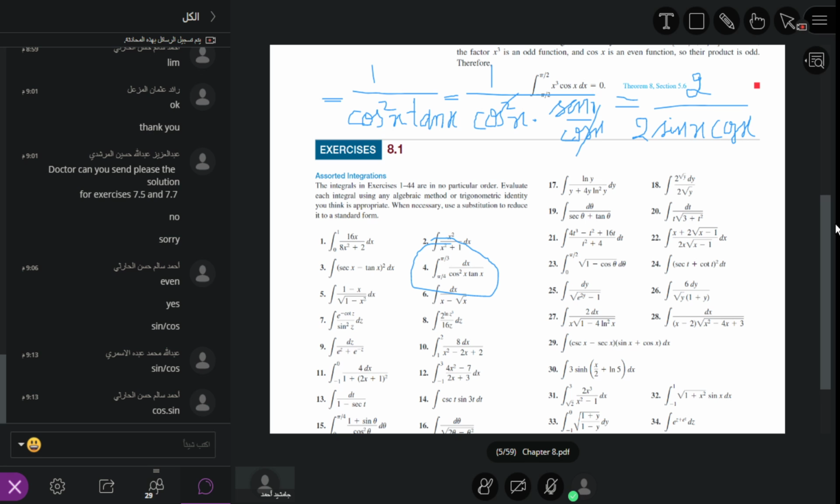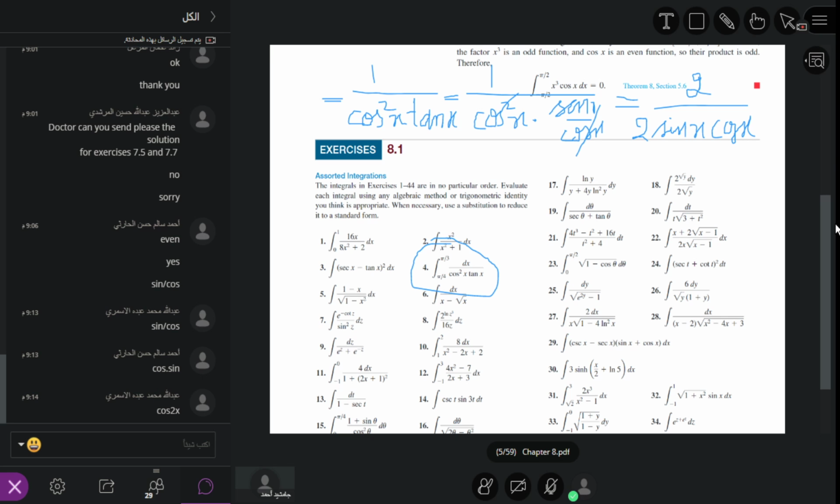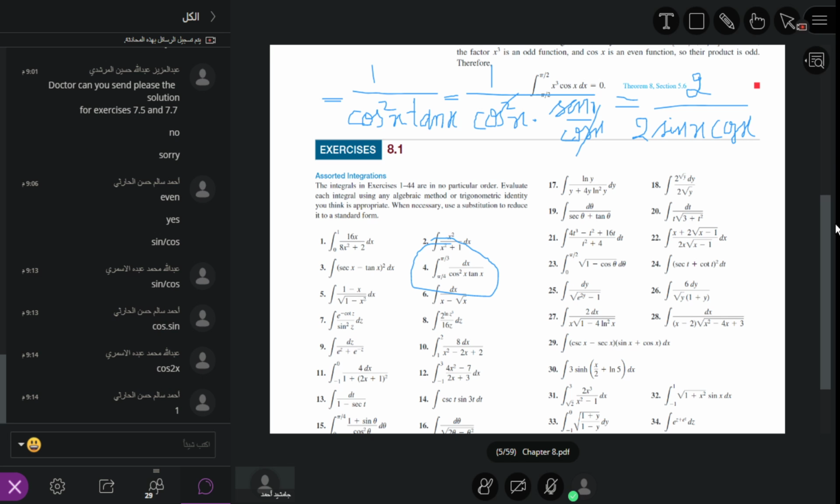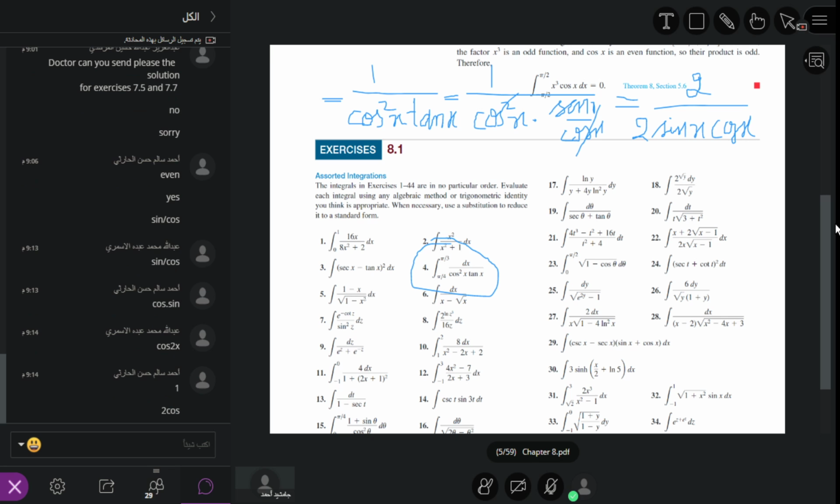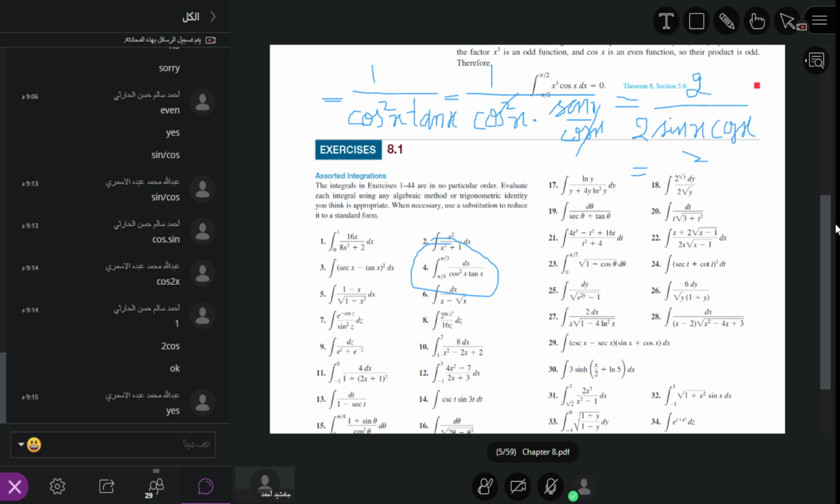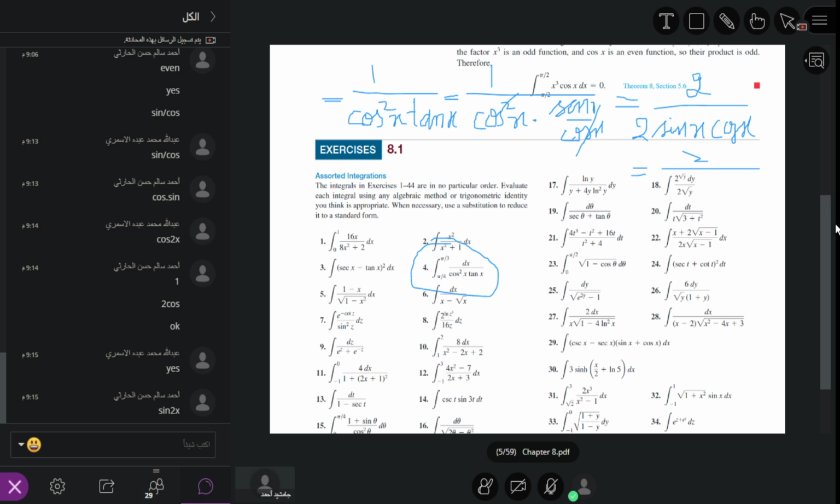So now, what is 2 sine x cosine x? It is not cosine 2x, something is a mistake here. It is equal to sine 2x, not cosine 2x. So this is equal to 2 divided by sine 2x.